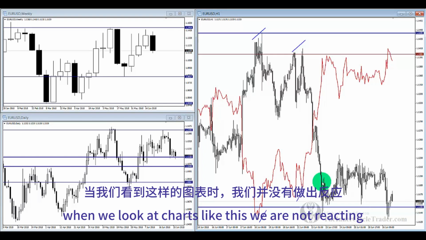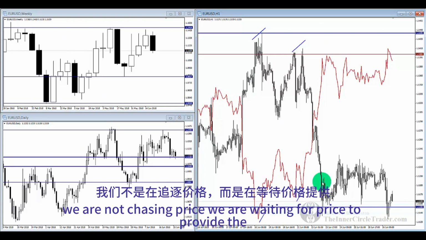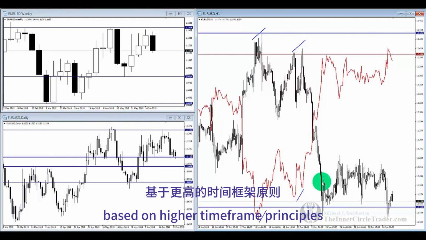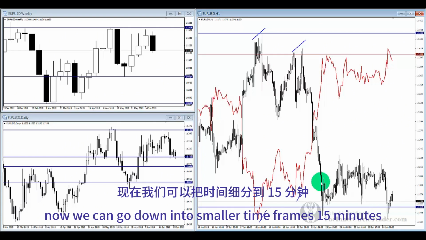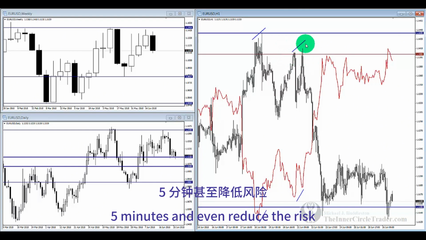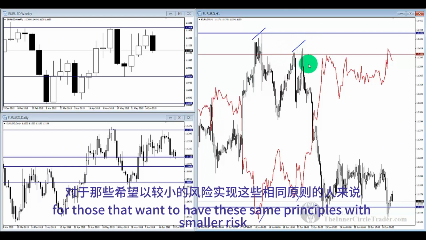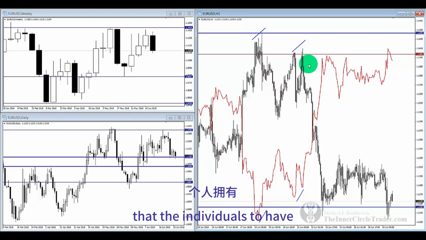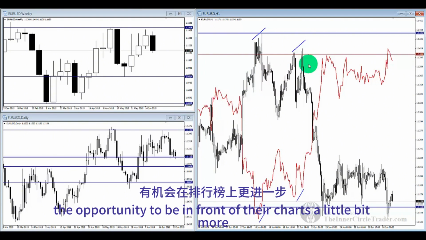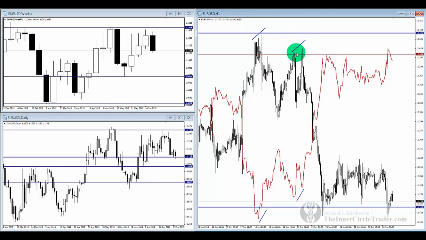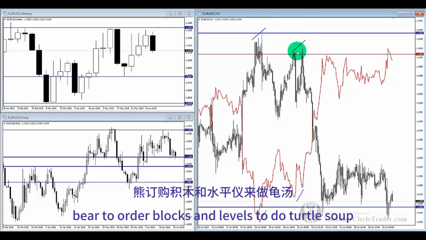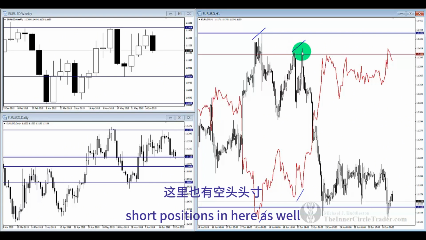So when we look at charts like this, we are not reacting. We're not chasing price. We're waiting for price to provide the understanding of what it should be doing based on higher time frame principles and moving that into an executable time frame. Now, we can go down into smaller time frames, 15-minute, 5-minute, and even reduce the risk for those that want to have these same principles with smaller risk. For individuals who have the opportunity to be in front of their charts a little bit more, you would simply go down to a lower time frame and then look for order blocks, bearish order blocks, and levels to do turtle soup short positions in here as well.